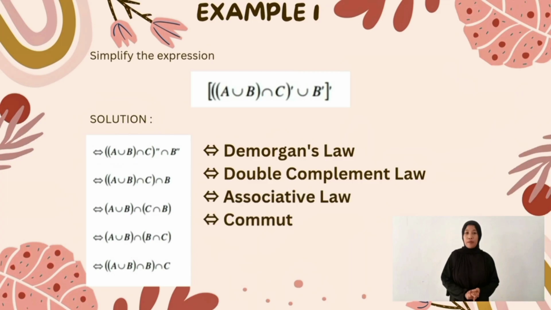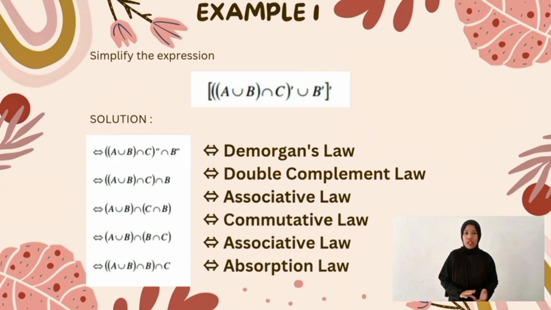First, we apply De Morgan's law to the outer prime. This changes the union into an intersection and gives us a double prime on the box. Next, by the double complement law, the double primes cancel out, leaving us with A union B intersect C intersect B. In the third step, we use the associative law to shift the brackets and regroup the terms.